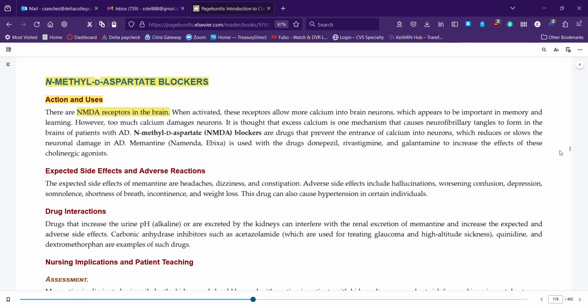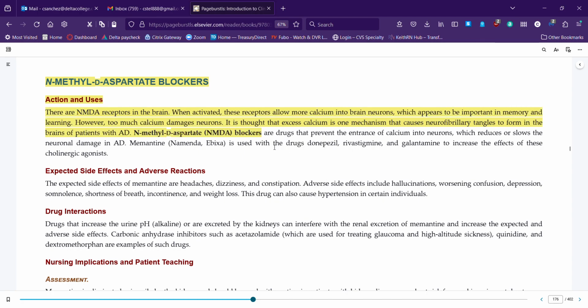So the NMDA blockers are drugs that prevent the entrance of calcium into the neurons, which reduces or slows the neuronal damage in AD. So the thought is that the excess calcium is that mechanism that causes those neurofibrillary tangles. And as we learned at the beginning of this section on AD, this is one of the things that causes the damage within the brain.